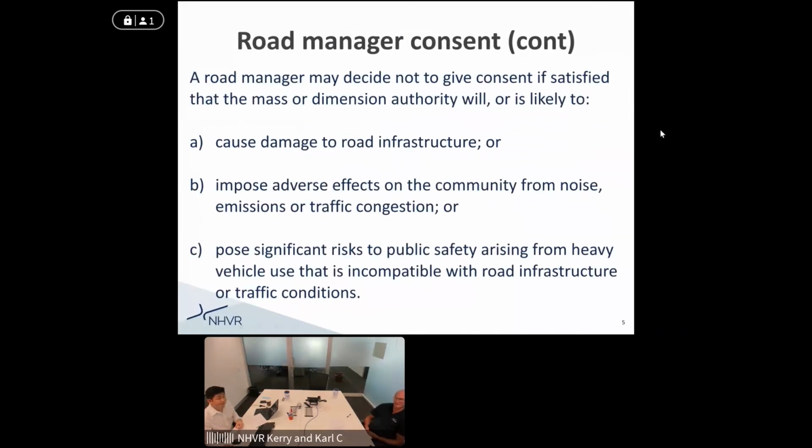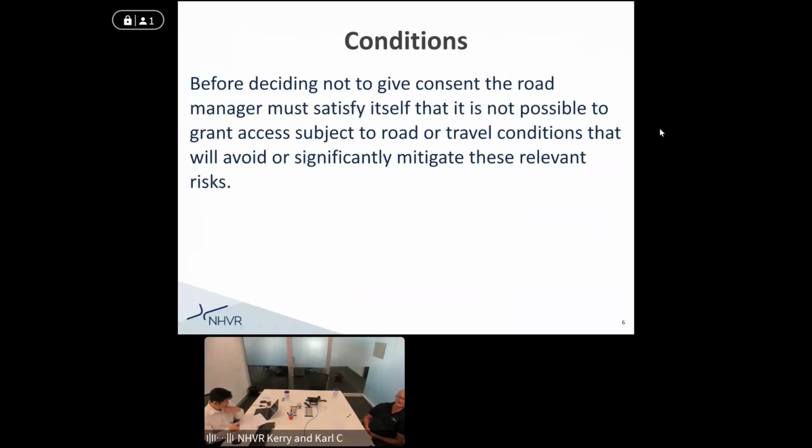But what you've also got to consider next is looking at conditions. Before deciding not to give consent, again, you should give consent where you can. The road manager must satisfy itself that it's not possible to grant access subject to road or travel conditions that will avoid or significantly mitigate those relevant risks. So conditions are used to mitigate risks, and there's all sorts of conditions in the portal. There's a whole conditions library there, and basically it says we'll use this condition for this.